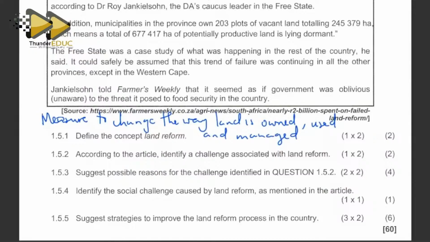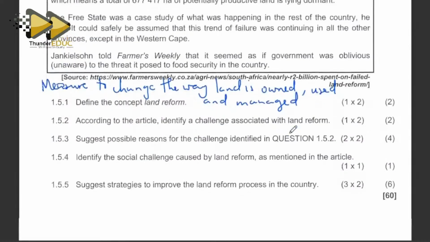So land reform is a composite concept which entails other sub-concepts like land restitution, land redistribution, and land tenure. So we are trying to find ways of changing the land ownership policy. When we're looking at a reform, we are introducing some changes to land ownership and also to usage of land and also the management of land. That's basically our land reform.